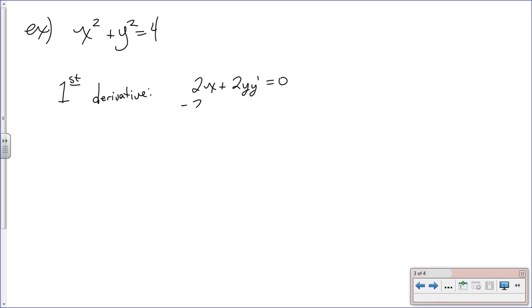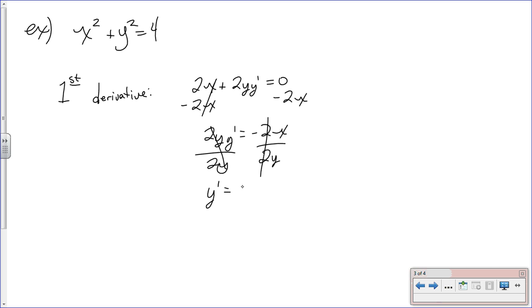Solve for y prime as usual. So we'll subtract the 2x, so 2y, y prime equals negative 2x. Divide off the 2y. The 2's cancel. So y prime equals negative x over y.